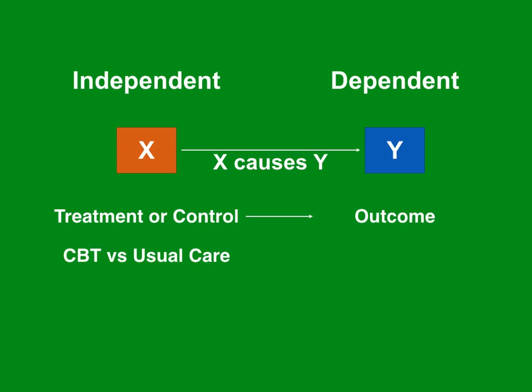So we might think, for example, that cognitive behavioral therapy, being in the cognitive behavioral therapy group versus the usual care group, will cause lower levels of depression in outcomes. So depression would be our dependent variable, and CBT versus usual care, whether you're in the treatment or the control group, would be our independent variable.